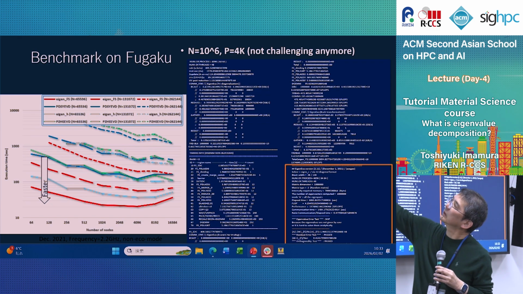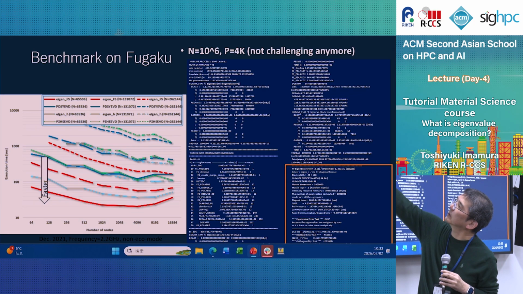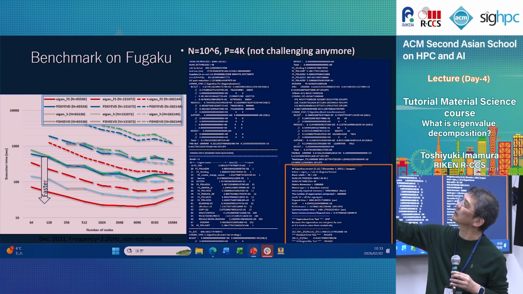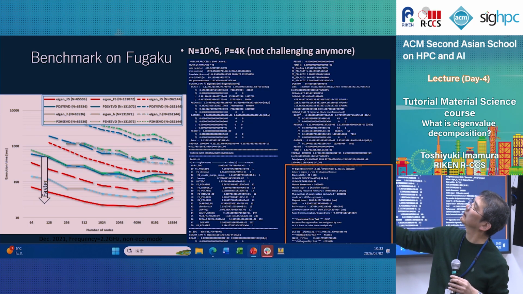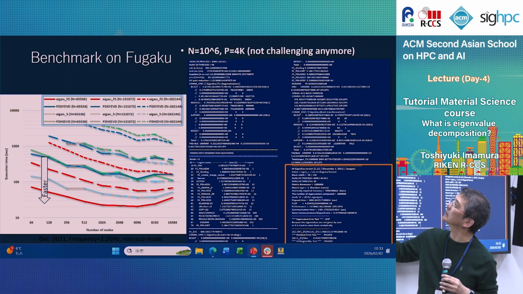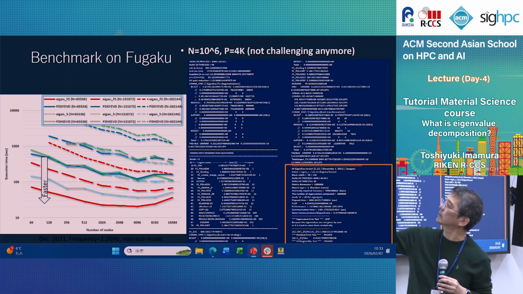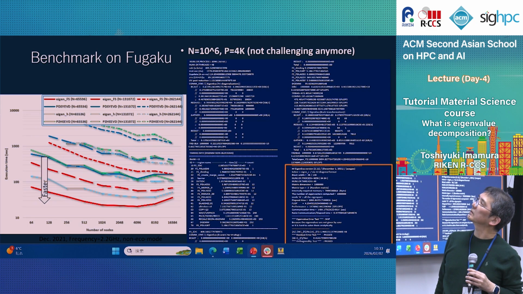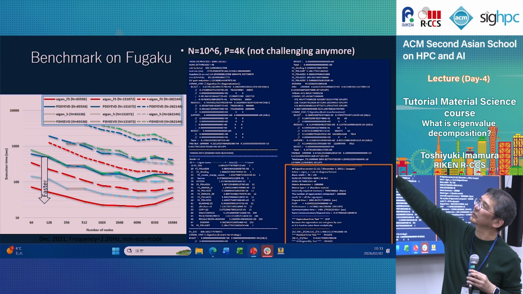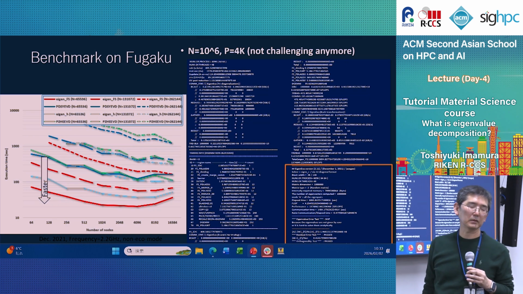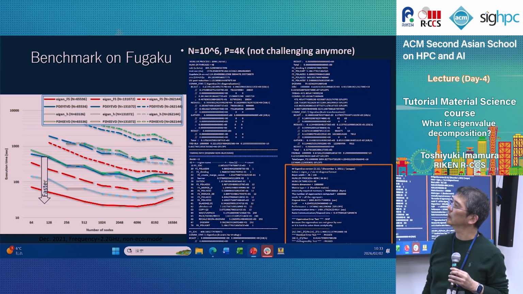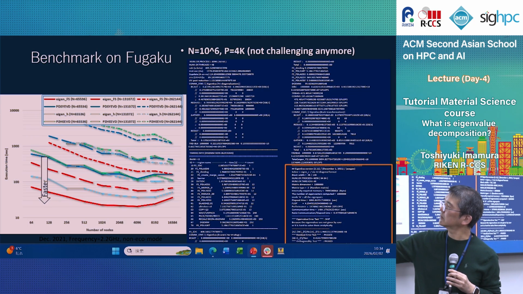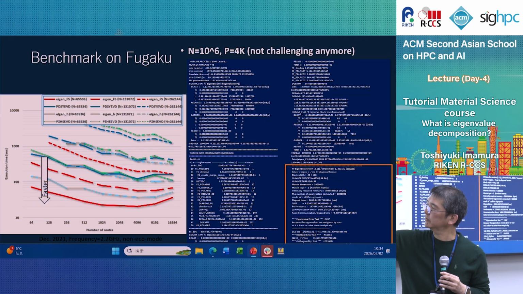Okay, and we choose n of 65,000. Which line? This line. Yes, it's a solid line. So this is the smallest, the 65,000 matrix size benchmarking case.